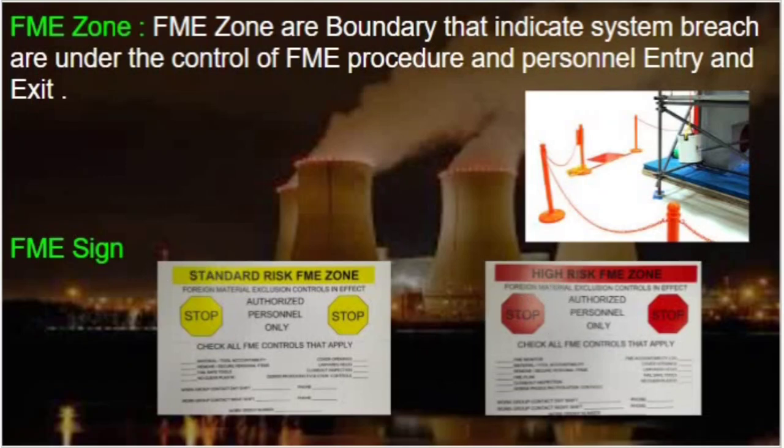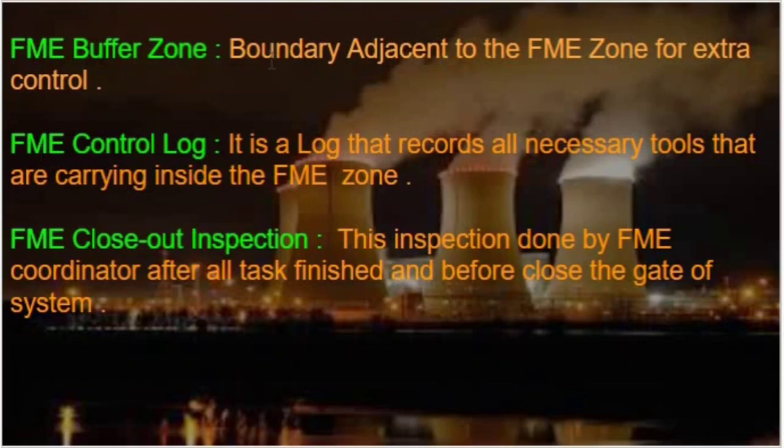So come to the next point, the FME buffer zone. This is also a boundary, adjacent to the FME zone, for extra control. What is the FME control log? It is the log that records all the necessary tools that are carried inside the FME zone. That means all the tools which are carried out and in. So the FME log sheet records the disposition of tools, equipment, and so on.